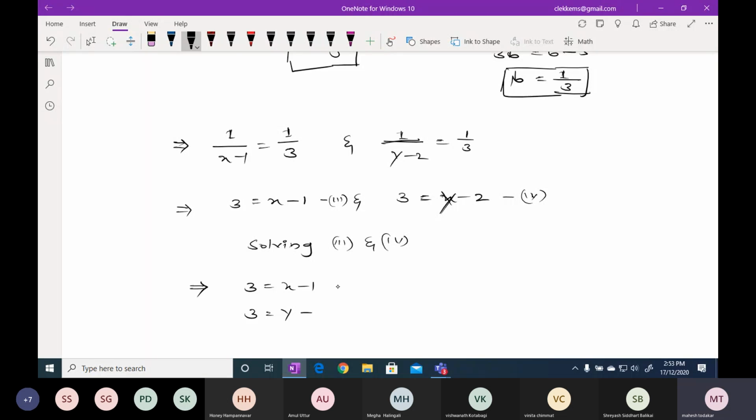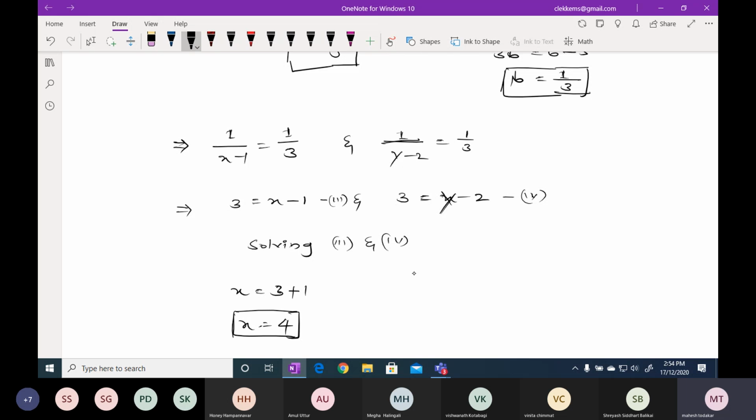And 3 is equal to y minus 2. Cross multiply y minus x, and we need to eliminate something here. No. Directly we can take here the x value, by solving 3 and 4. Now x is equal to this, minus 1 you can send this side, so it is 3 plus 1, so x is equal to 4.